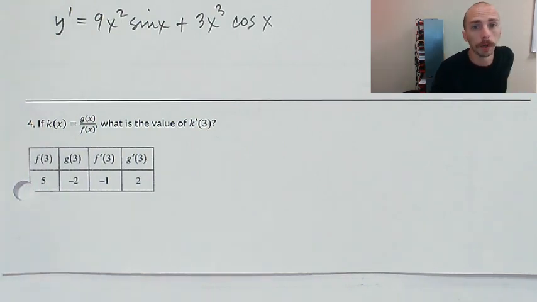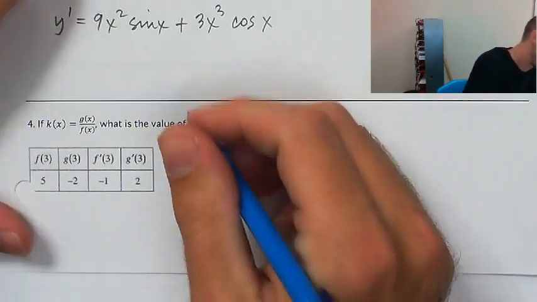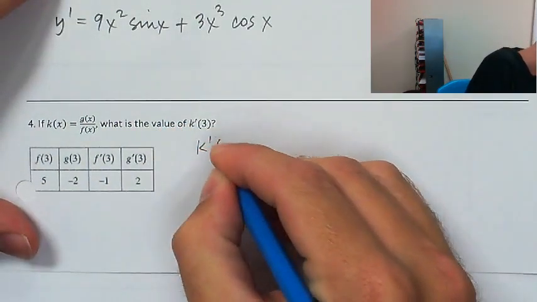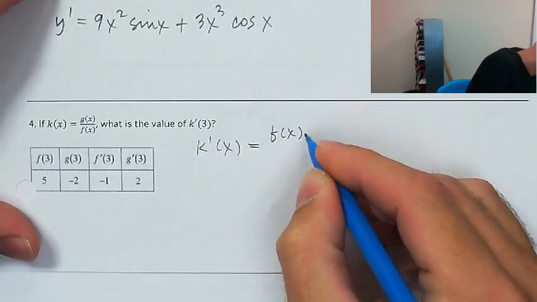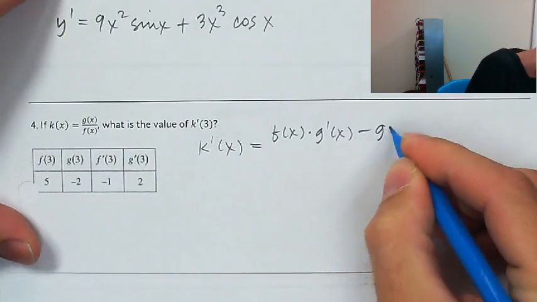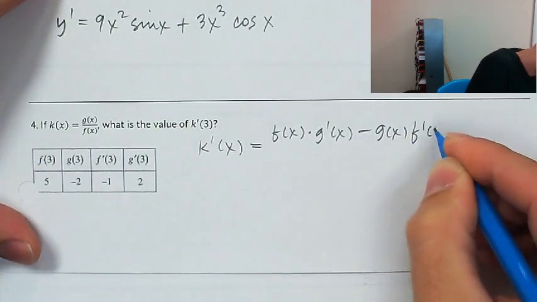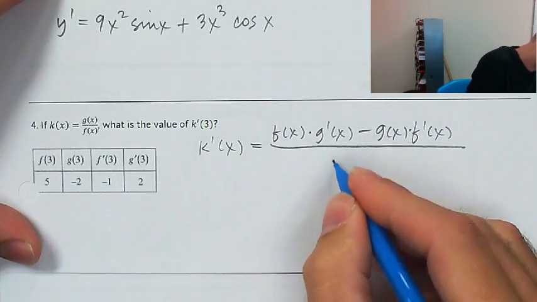Right, now we're going to apply the quotient rule, and after we apply the quotient rule, just plug in x equals 3, pull the values from the table, and get ourselves an answer. Okay, so remember the quotient rule starts with bottom, so it's bottom times the derivative of the top minus the top times the derivative of the bottom, divided by the bottom squared.